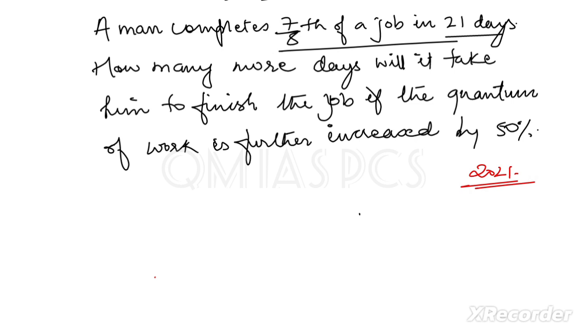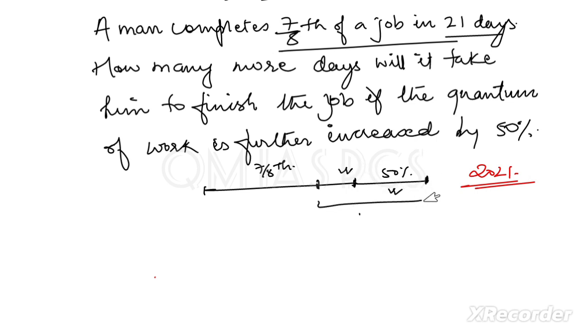This was a question from UPSC 2021: a man completes 7 by 8 part of a job in 21 days. How many more days will it take him to finish the job if the quantum of work is increased by 50%? I have given you the hint: earlier the job was this much, now it is increased by 50%. But he has completed 7 by 8 part, this part is left and this is the further increment. So he has to complete the complete work.